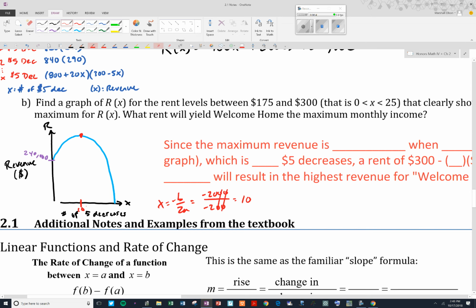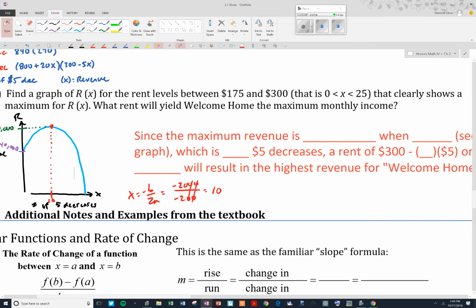And then you would put that back in order to find out what the actual revenue is, what this value is right here. If you were to do that, you're going to find out that that's 250,000. So at 10 $5 decreases, we find out the maximum is 250,000. That's our maximum revenue. So we're going to just fill this out here.